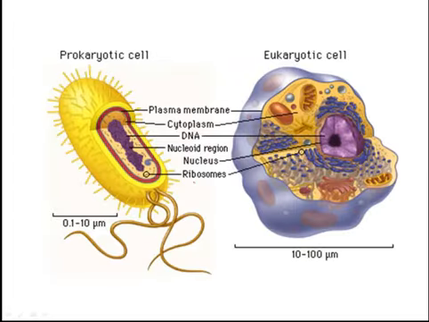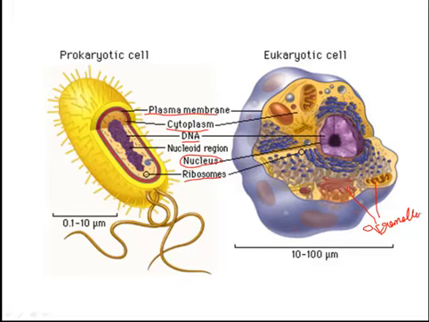So prokaryotic cells are your very small and simple cells, and they have very few parts to them. They have a plasma membrane, which is the same as a eukaryotic cell. They have cytoplasm, which is the same as a eukaryotic cell. They both have DNA. Okay, and they both have ribosomes. The big difference between a prokaryotic cell and a eukaryotic cell is that a eukaryotic cell has a nucleus, okay, and also eukaryotic cells have all of these things here, which are your various organelles.